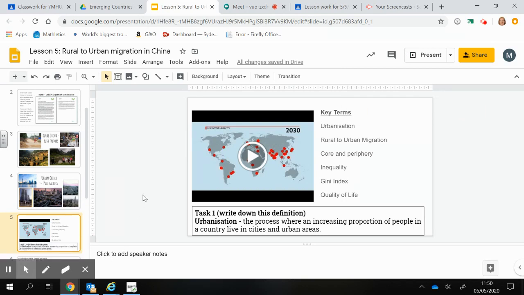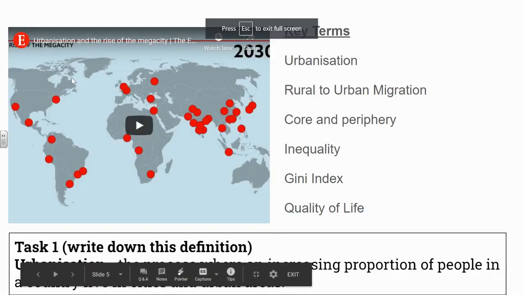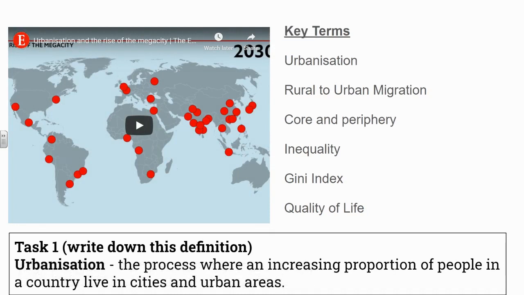So in China, many people have moved from rural to urban areas, as we know. And the consequence of that is that many of these big megacities are actually found in China. So we've got some really big, really significant populated cities in China. And there's also a geographical pattern to where those cities are found.